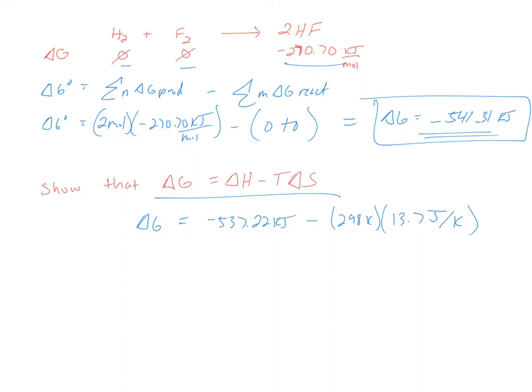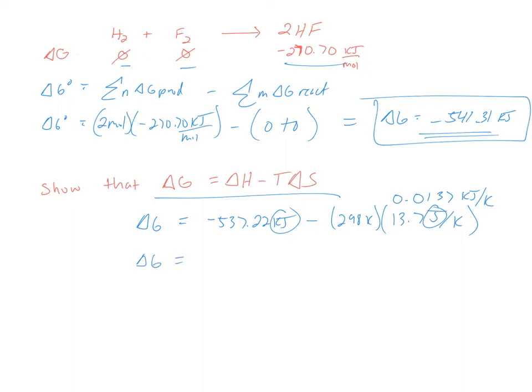Okay, so obviously here, this is in joules, this is in kilojoules. So let's convert this: 0.0137 kilojoules per Kelvin. So just make sure you account for that. Not a big thing here. And then you simplify.